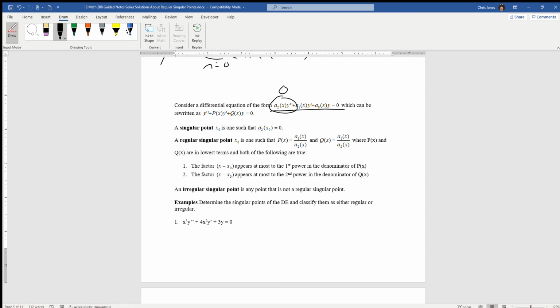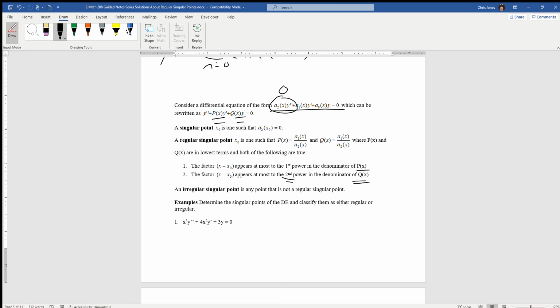If we were to divide everything by that a sub 2 of x, then what that means is that x minus x naught appears at most to the first power in the denominator of p, and p is going to be the coefficient of y prime, and it appears at most to the second power in the denominator of q. And so if it's not a regular singular point, then it's irregular.